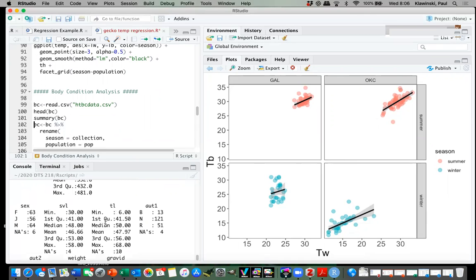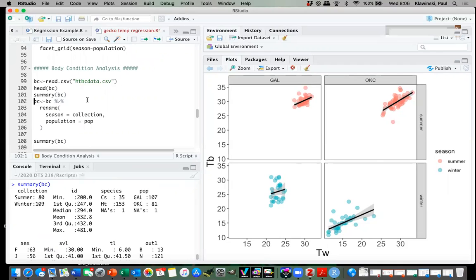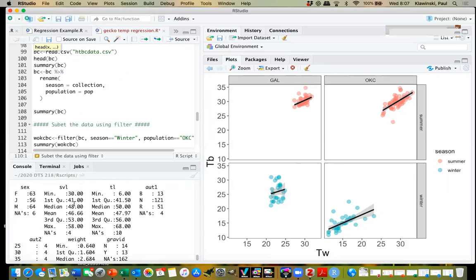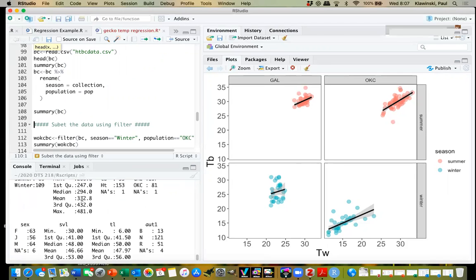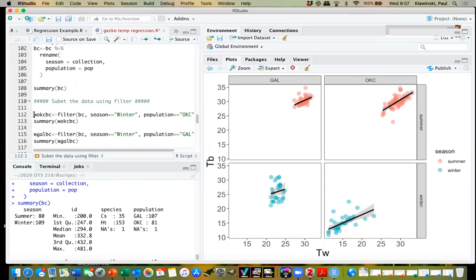Unfortunately, the body condition data are in a whole different data file, so that instead of season, it's collection, and instead of population, it's pop. So what I did, just to keep things straight for myself as I went through this, I renamed what was collection to season, and what was pop to population, so that I have parallel treatment in my script from one to the next as I move from temperature data to body condition data. And you can see that it has renamed collection to season, and pop to population. Have to do the same thing here.